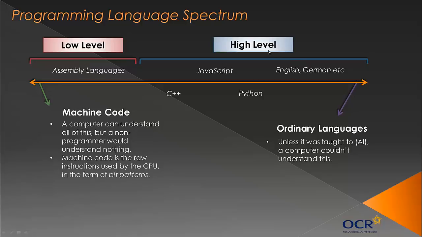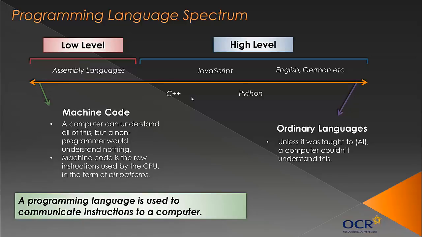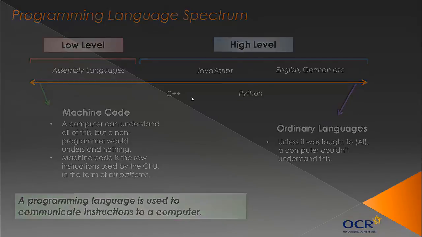Non-programmers could in theory understand these programming languages, maybe less so at this end. Then you have the low-level languages which only specialists could understand, maybe even none at all if it's just machine code. We'll look at this in more detail in a further video, but this is a bit of a recap, hopefully. It's important to appreciate that a programming language is simply used to communicate instructions to a computer. You use programming languages to control a computer in some way.